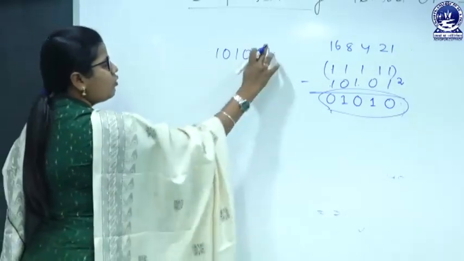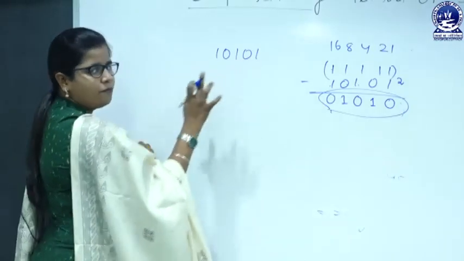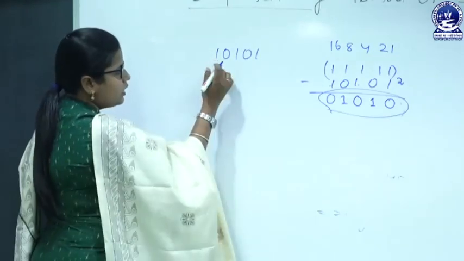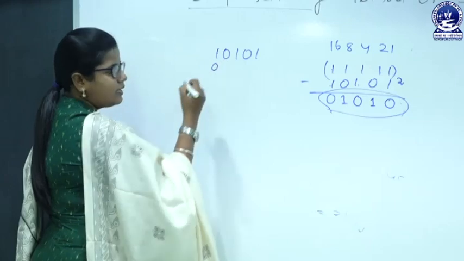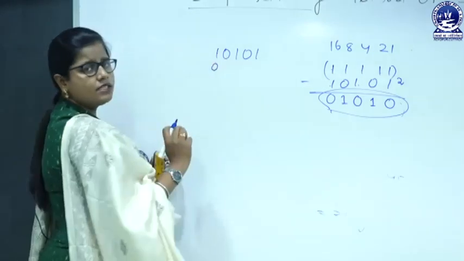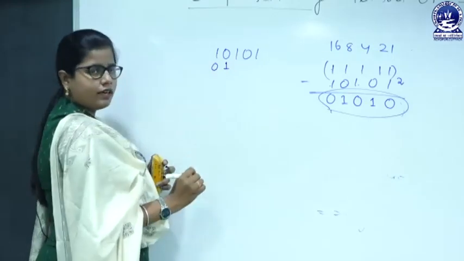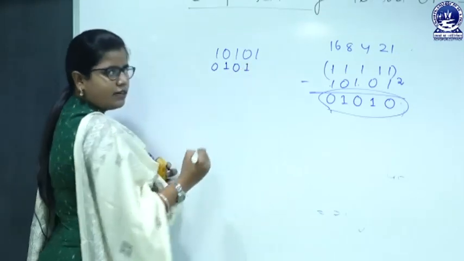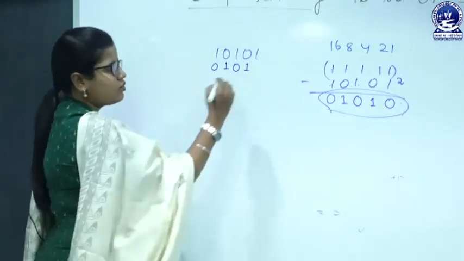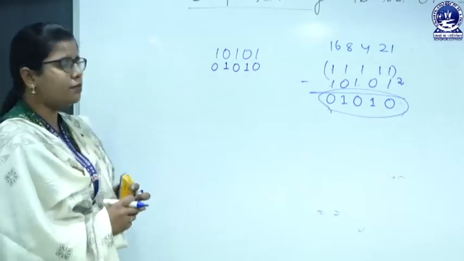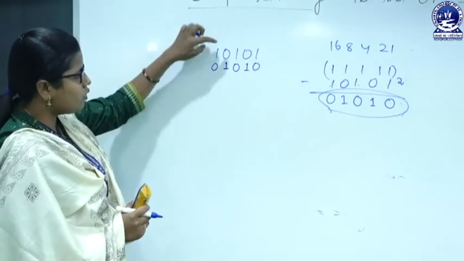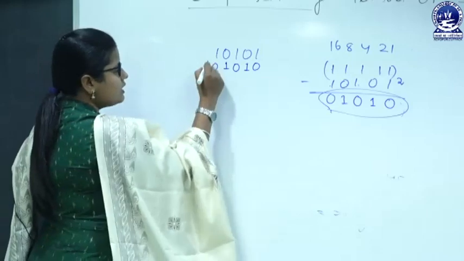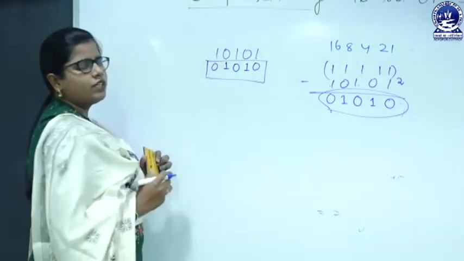Simple. So here what is the number? 10101. We need to replace 1 with 0 and 0 with 1. So here is the 1, so I need to write here a 0. Here is the 0, so here I can write a 1. Here is the 1, so I can write it as 0. Now the 0, so I can write it as 1. And now 1, so I can write it 0. This is simple. We need to convert 1 into 0 and 0 into 1 for each and every digit. So what we will get? This is the complement of 10101.